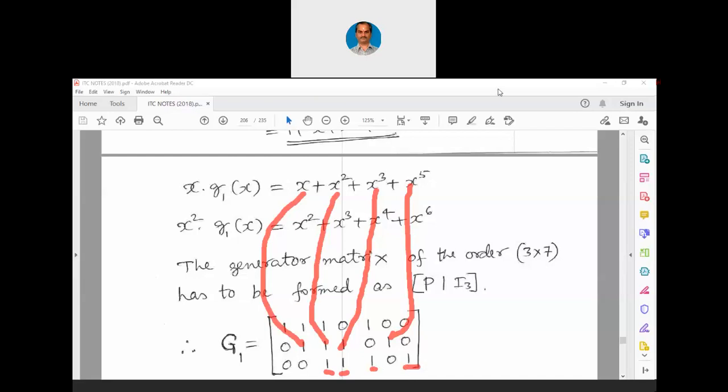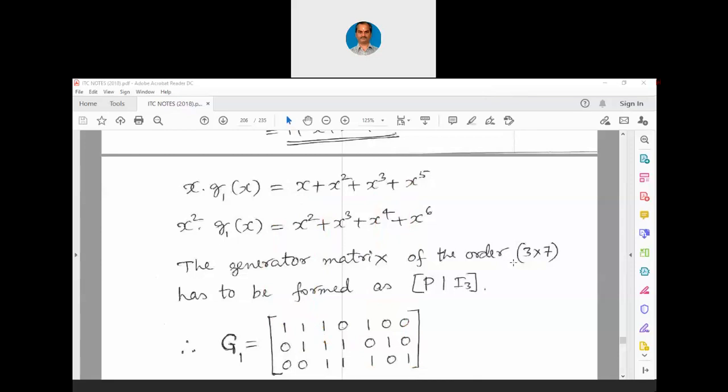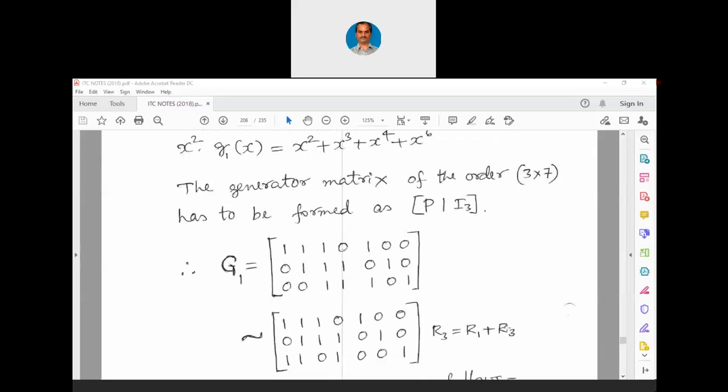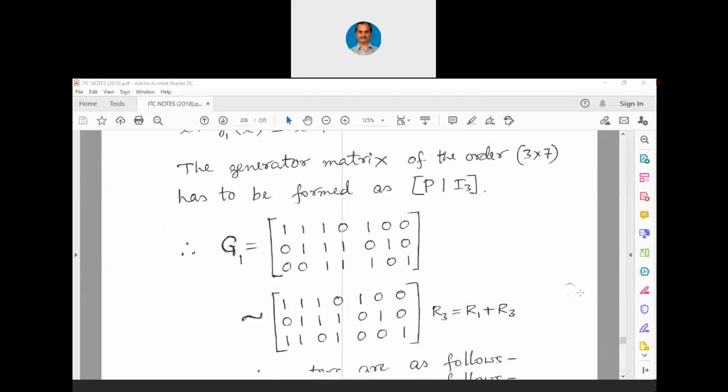So we have constructed a generator matrix. Now, does it have that identity matrix? 1 0 0, 0 1 0, 0 1 is there. We have to obtain 0 0 1. Now we will have to perform a linear addition operation or row transformation. So we will simply do R1 plus R3. 1 plus 1 is 0, and 0 and 1. When we do R1 plus R3, we get this particular generator matrix.